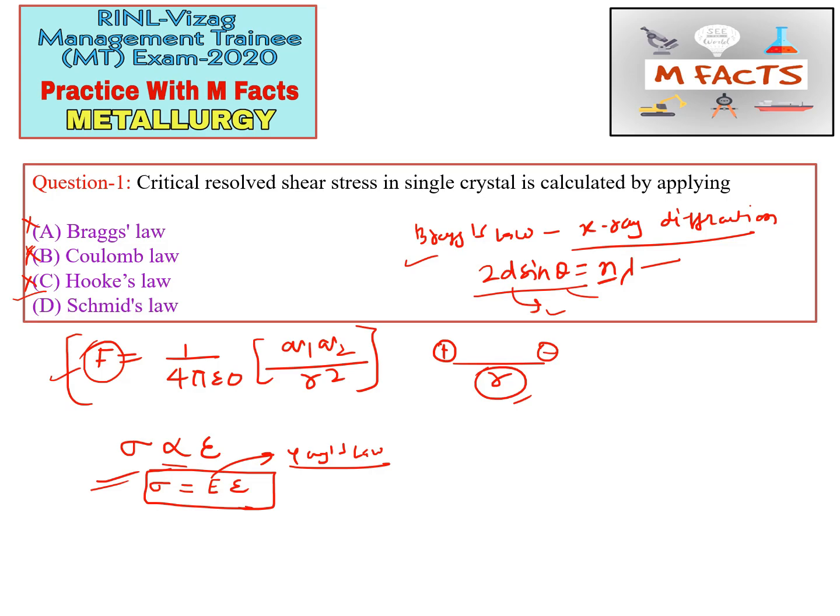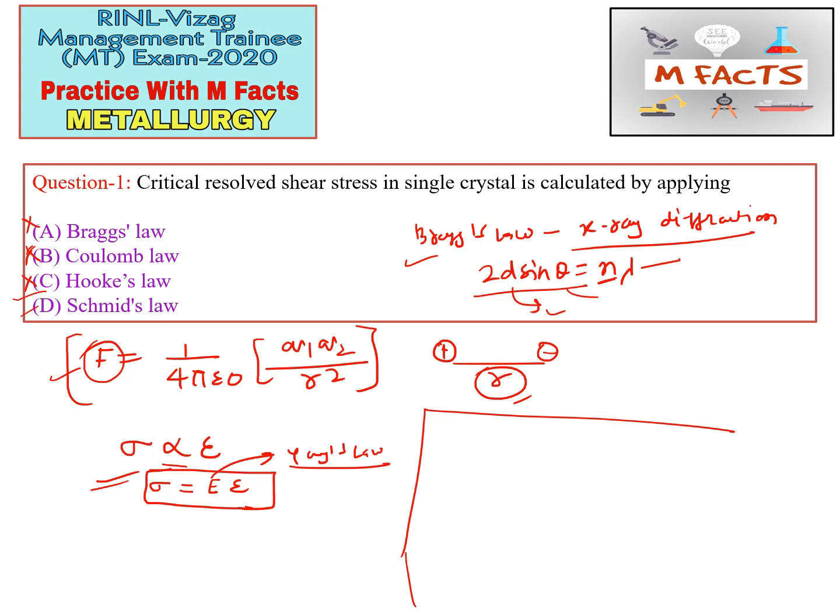The last one is Schmidt's law. We will see what Schmidt's law is in short here, and I will give one video on this topic. This is very important from the critical resolved shear stress point of view. Here I will make you understand by the short method; this is known as Schmidt's law.